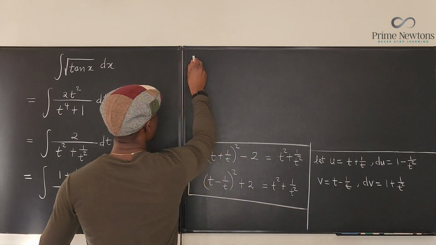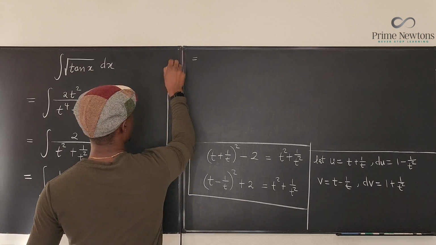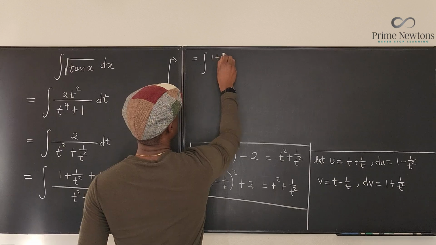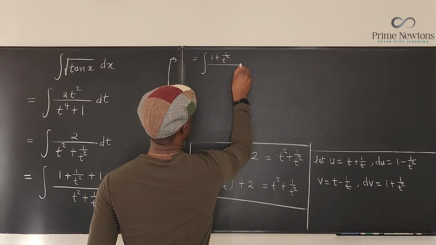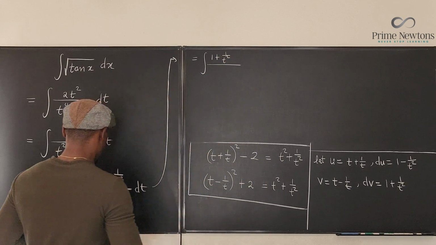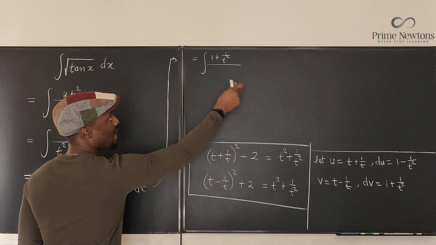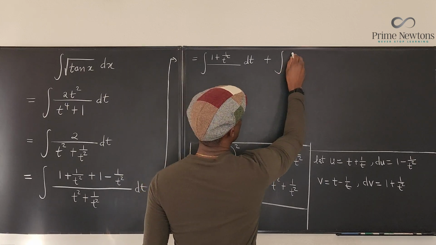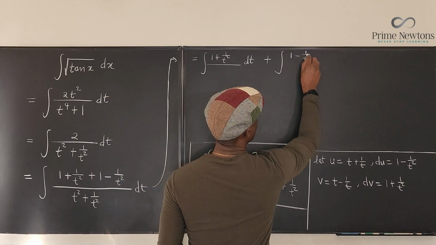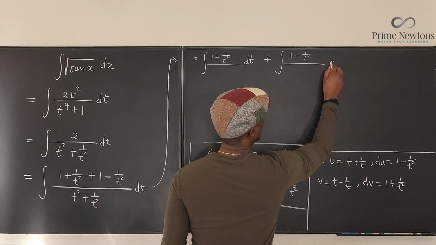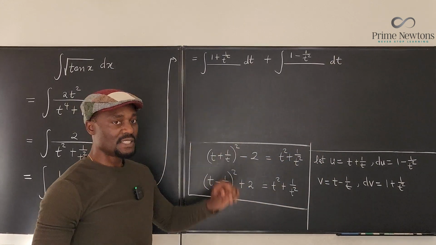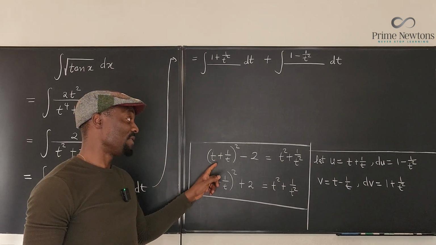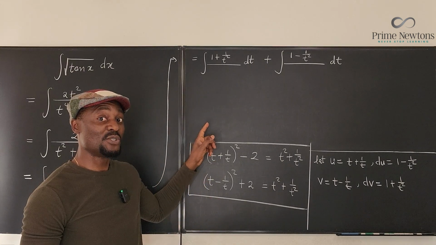What I have will be equal to the integral of 1 plus 1 over t squared divided by t squared plus 1 over t squared, okay? And it's going to be dt plus, I do another one, the integral of 1 minus 1 over t squared divided by, so why am I not writing the denominators? I am not writing the denominators because I need to decide which of these versions I'm going to put there to make the integration possible.